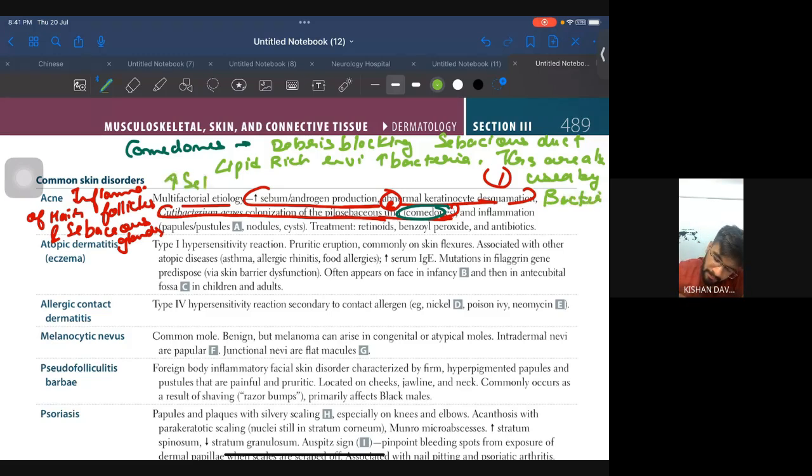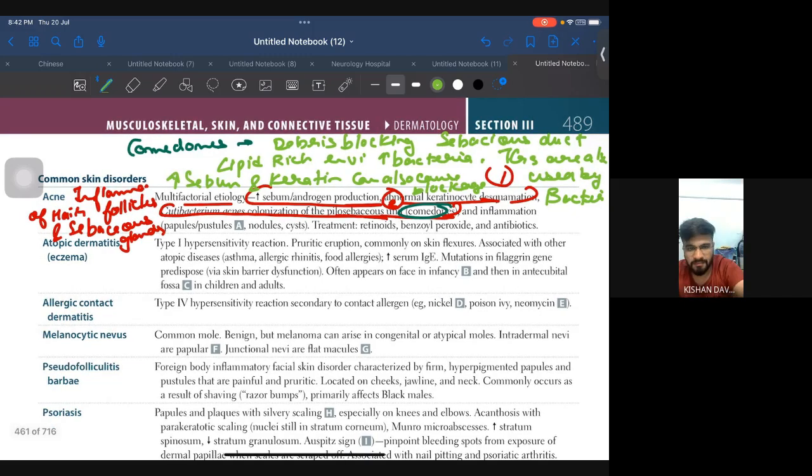Increase in sebum and keratin can also cause blockage. Okay, so these are the lines that have been asked in NBME and UWorld. So I hope you will come across this very soon. So this is what you need to remember about acne. Okay, they won't focus on the treatment part, so don't worry about the treatment part. Just focus on what the different types of skin disorders are and what important lines you need to remember.